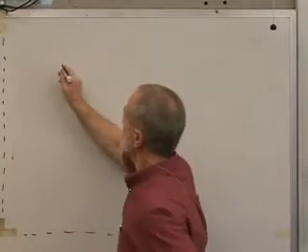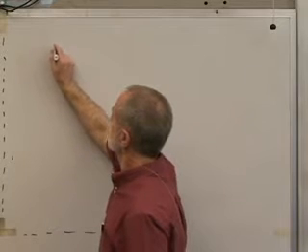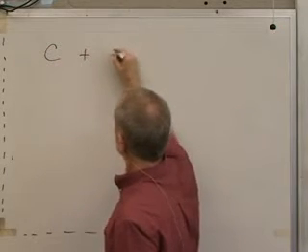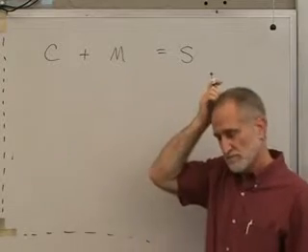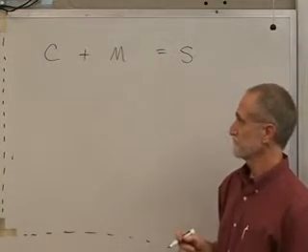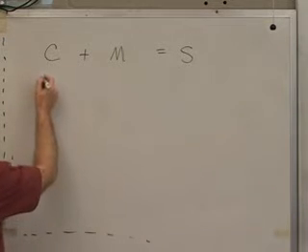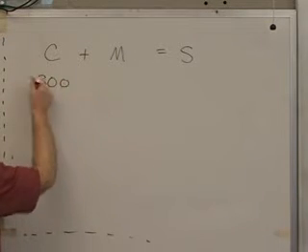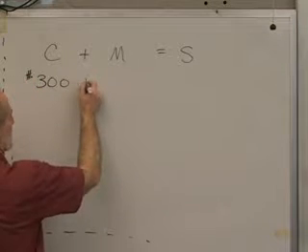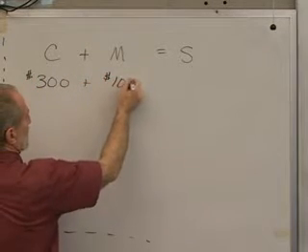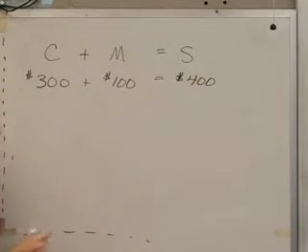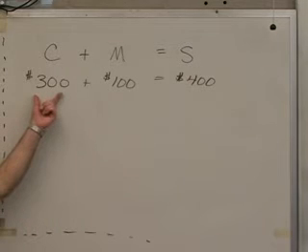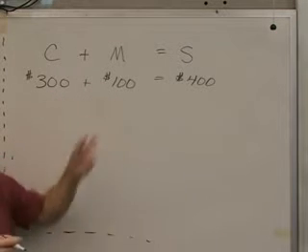Suppose we look at this formula, cost plus margin equals selling price. Let's say we pay $300 for something, we mark it up $100, and we sell it for $400. We call this our cost, we call this our margin, markup, gross profit.